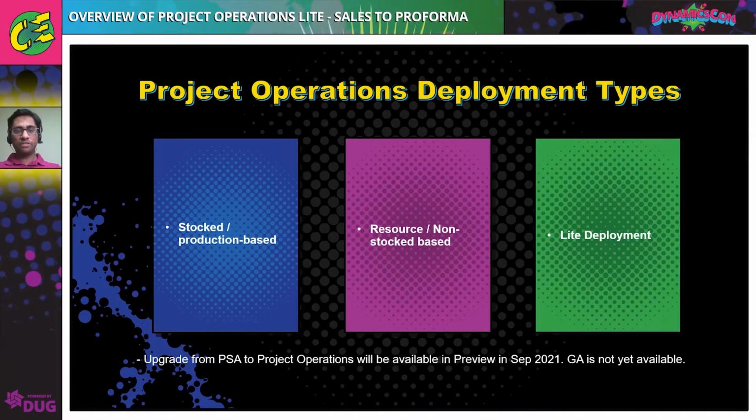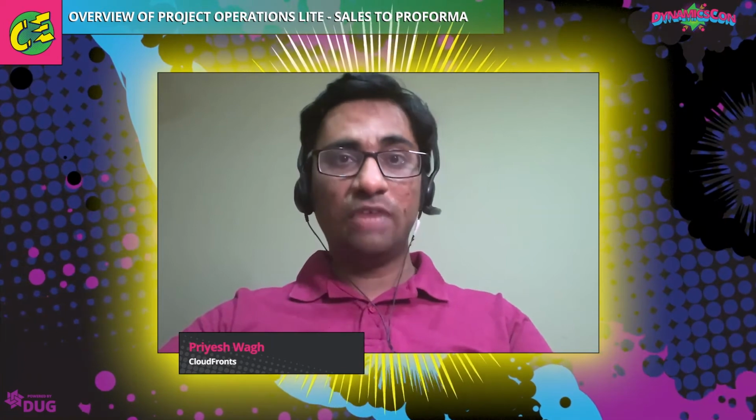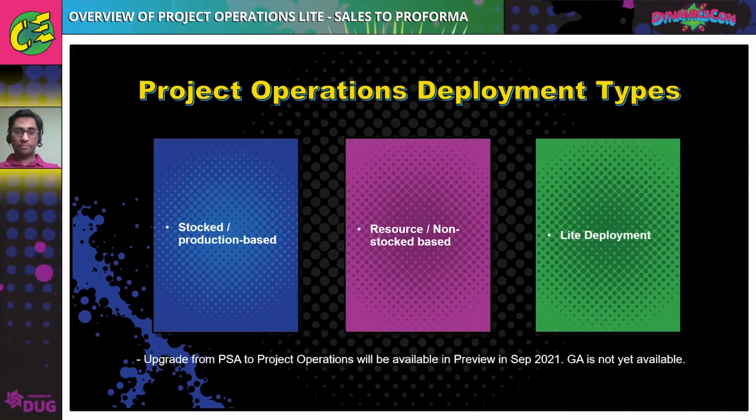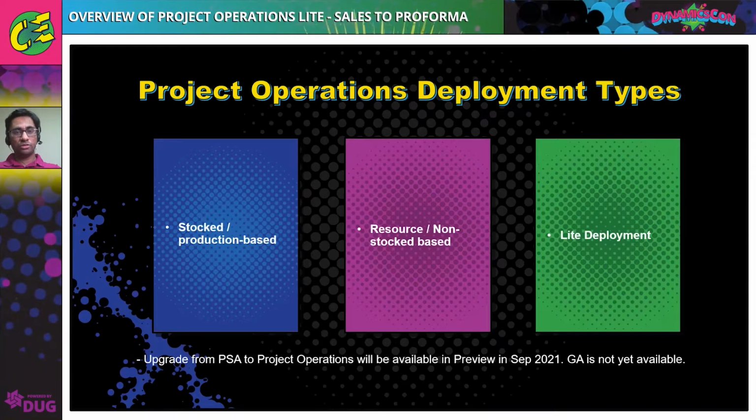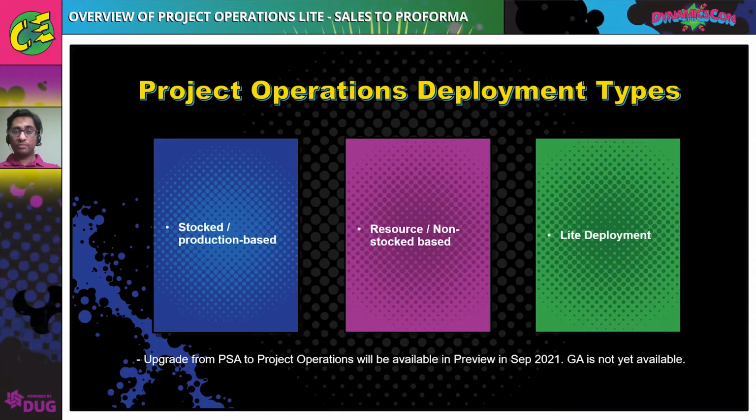One is the stocked and production based scenarios, meaning if you have production orders, you have inventory management, and all of that goes into the Finance and Operations piece. So this type of deployment is for stocked and production based scenarios. Next is the resource non-stocked based, meaning if you are a services company, let's say a professional services company, and you still need to have your final invoicing in Finance and Operations, but you're not really doing inventory or production orders, then a resource or non-stocked based type of deployment is for you. This is the second type of deployment.